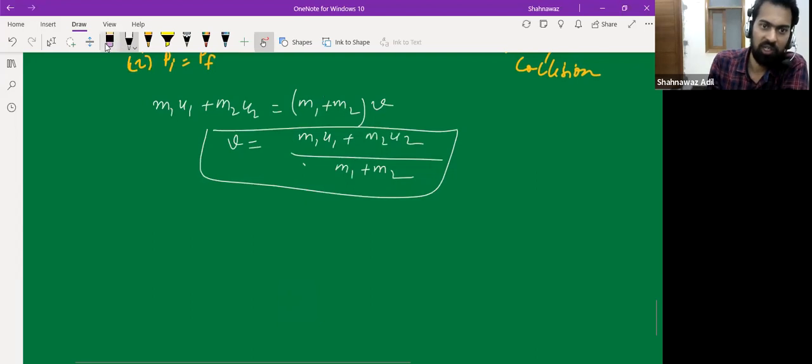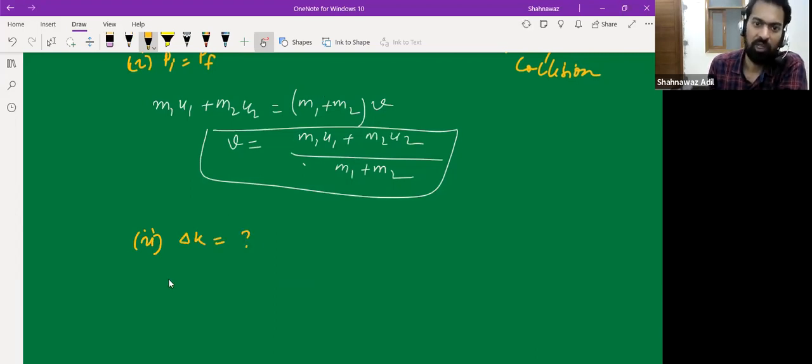So the change in kinetic energy, delta K, will be some value, right? Your K initial will not be equal to the final, and there will be some change in kinetic energy, right? So you guys can calculate that.